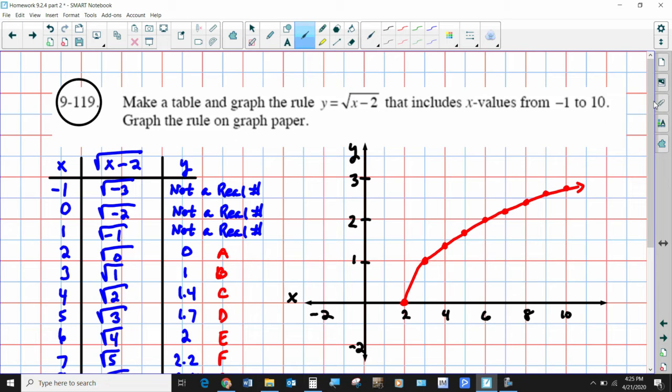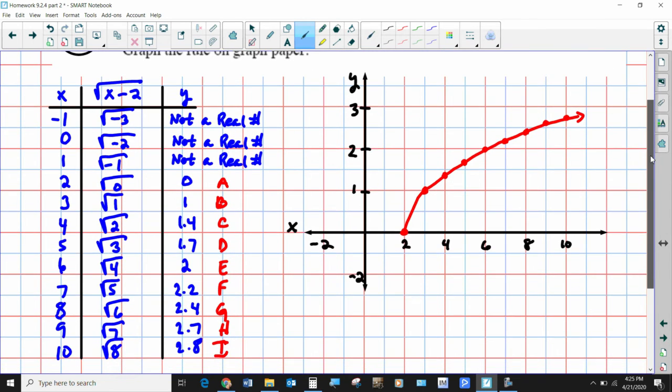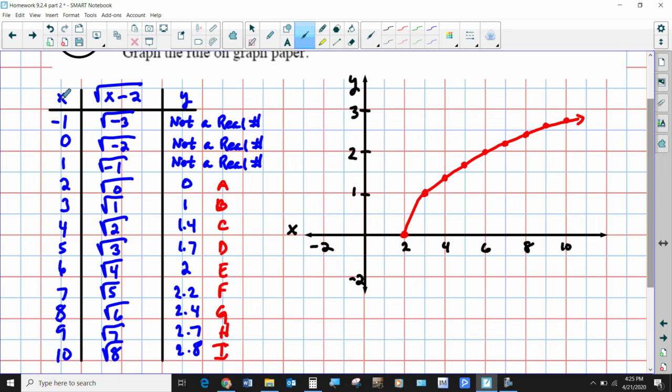So that's what I did is I created a table of values, and I created one side for x going from -1 to 10, the other side for y, or yeah, I guess this would be y is equal to the square root of x minus 2. So when you plug in the -1, the 0, and the 1, notice what you get here. None of those are real numbers.